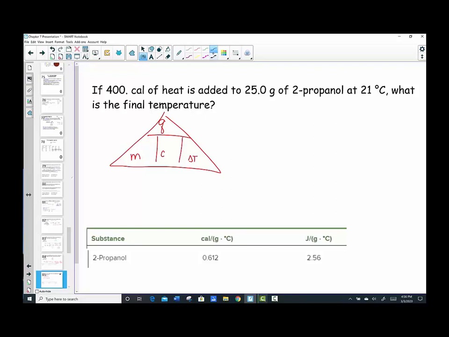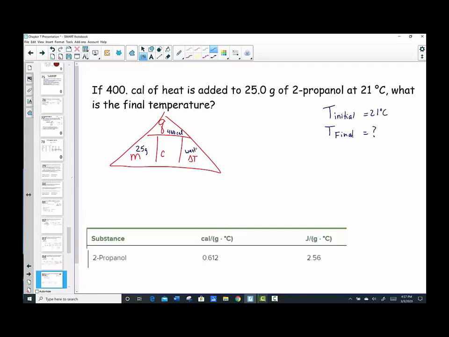It says 400 calories of heat. That's this variable. We're given Q this time. Of 25 grams, that's a mass unit, of propanol at 21 degrees. Well, this is the initial temperature. We're being asked to solve for the final temperature. So this is what we want to know.